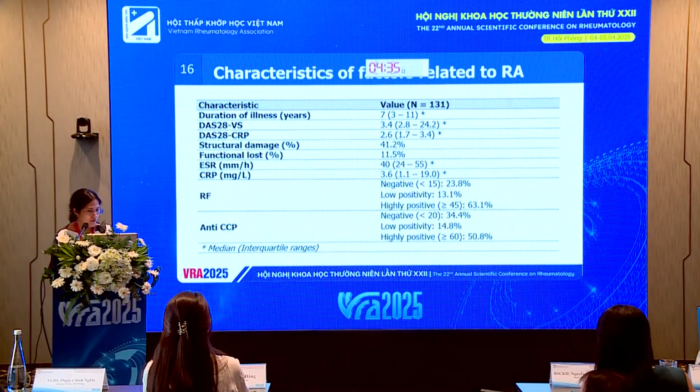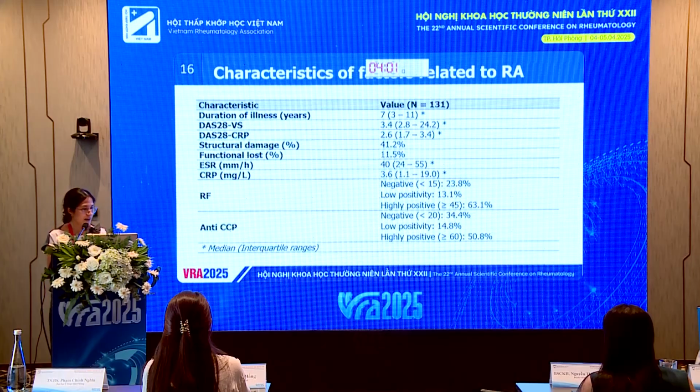For the characteristics of factors related to RA in our study, we have the disease duration. We have an RA disease duration with a median of 7 years, and an interquartile range from 3 to 11 years. The disease activity scores by DAS, ESR, and CRP are shown as 3.4, 2.6, and so on. 41% of our study population have structural damage, and 11.5% have functional loss. We also have some details about inflammation markers, and the percentage of high positive RF and high positive anti-CCP is also very high in our study.